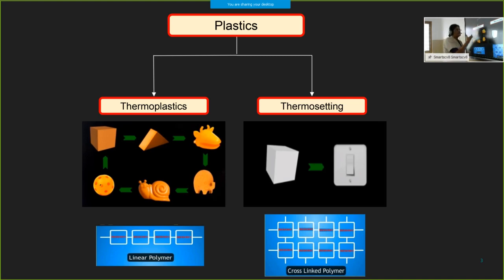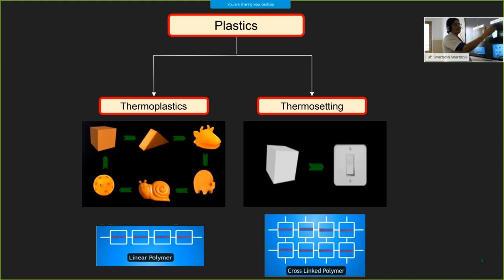You make a shape like this, and after some time you feel that this shape is not proper, then again you can melt it and make another shape, and like that you can heat and melt it a number of times. Okay, so such plastics which can be softened on heating and can be remolded and reshaped a number of times are known as thermoplastics. So a plastic which can be melted on heating and can be remolded and reshaped a number of times.